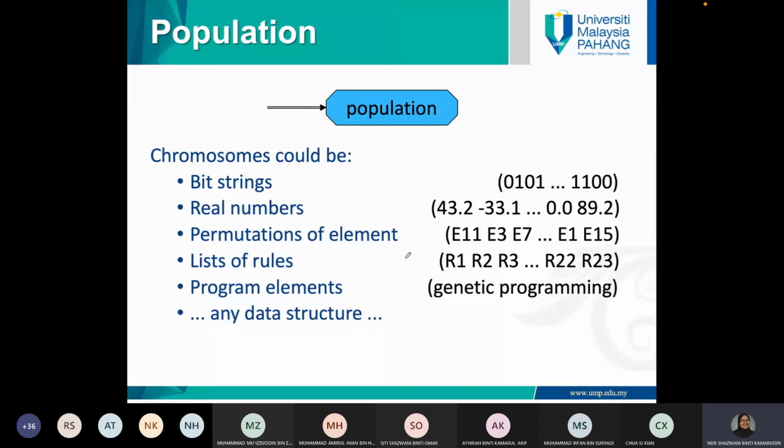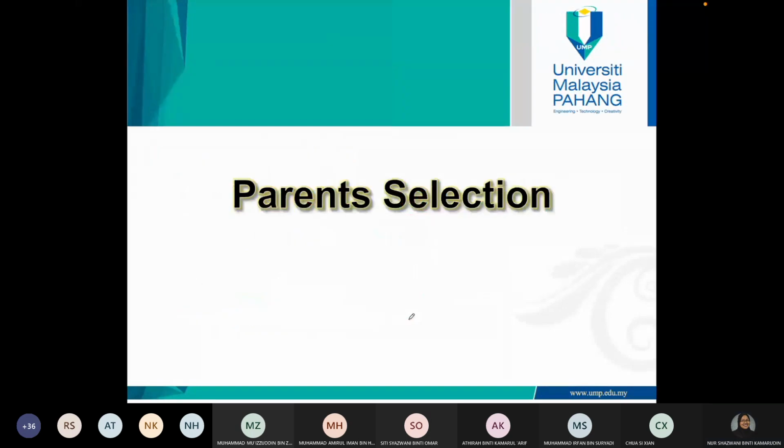So, chromosome, population. A population will consist of chromosomes. Chromosomes could be bit strings like this. They could be real numbers, permutations of elements, lists of rules, any genetic programming elements, or any data structures. It depends on the problem given to you.